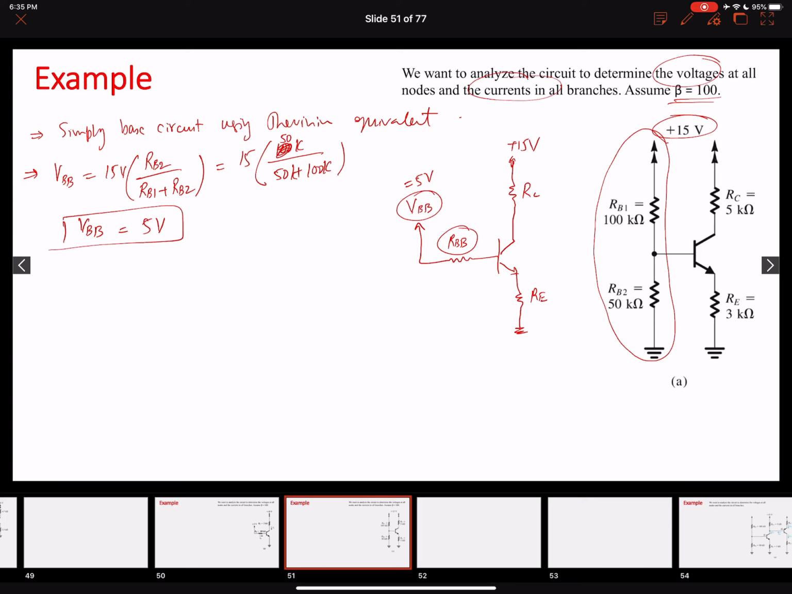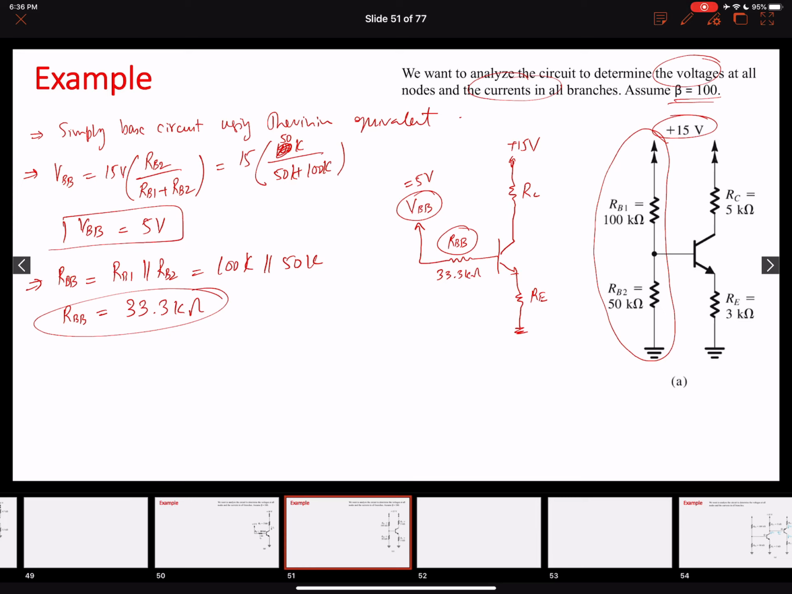Okay, great. Now the second thing that we need to find is the equivalent resistance. Both of these resistances will appear in parallel. So RBB will be equal to RB1 in parallel with RB2, 100K in parallel with 50K. If you simply solve this, 100 times 50 over 100 plus 50, the value that comes out for RBB will be 30.3 kilo ohms. Okay, so we have these two values here.